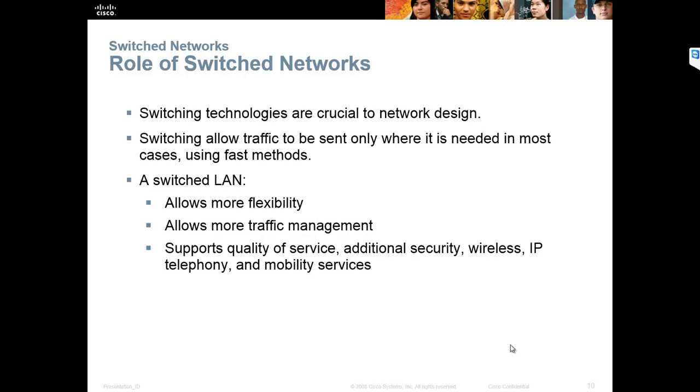So the role of switching is that switching is kind of crucial to network design. It allows the traffic to be sent only where it's needed in most cases, and that's important. We'll talk about why later. A switch LAN allows more flexibility, more traffic management, and it supports things we were talking about earlier, QoS or quality of service, additional security, wireless, IP telephony, and mobility services.